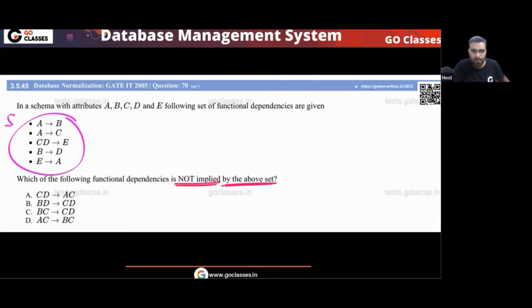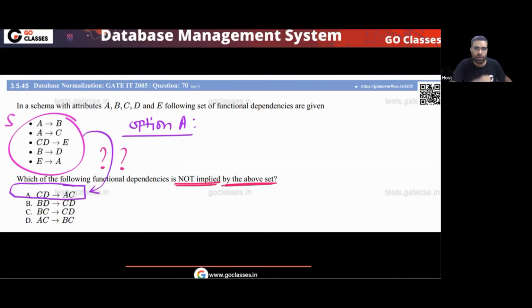So what you will do? For each option, what you will do? Let's check option A. Very simple. What you want to find out is, can you infer this functional dependency from S? That is, from this given set of functional dependencies, can you infer this FD? So what is the best way?